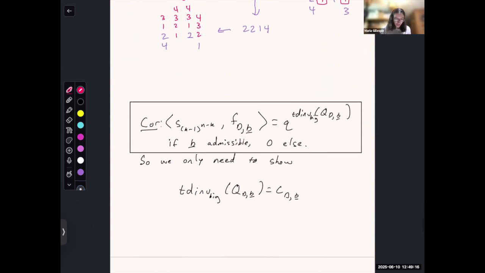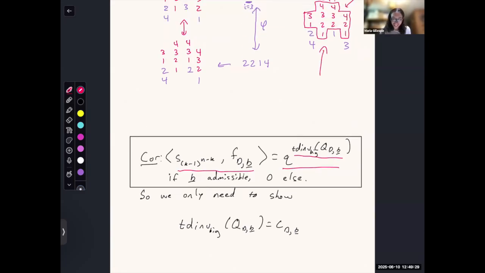So what this allowed is, as a corollary of our sign reversing evolution, that this inner product is a single power of Q, and that single power is whatever the T-div of this fixed point red thing up here is. So we would need the T-div of this red upstairs parking function. The reason it's only that if B is admissible is because B being admissible just means that the columns of the red are no more than height 4 in this case, and that's good because we only have numbers 1, 2, 3, 4, so we wouldn't even be able to fill it. It just doesn't make sense. Everything is 0 otherwise.